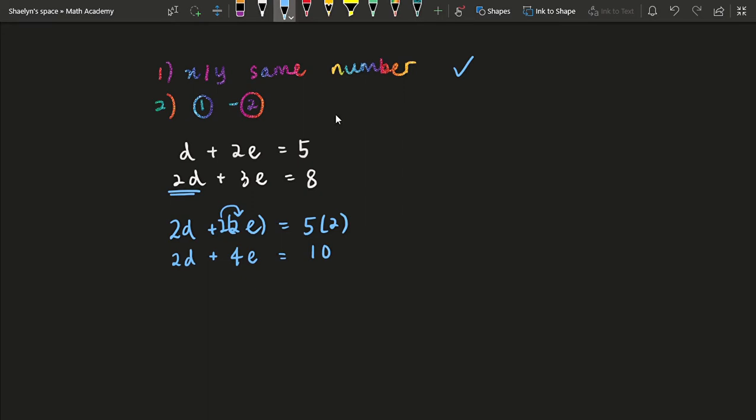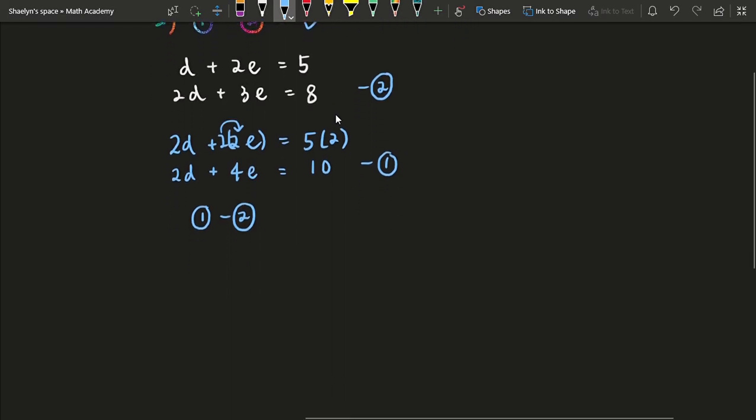So right now we are ready to solve. This will be the first equation and this will be the second equation. We are ready to solve because D and E have the exact same number, which is 2 in front. So we use the first equation minus the second equation, as stated in step 2. What we do next is just subtract them. Copy down the first equation and minus the second equation.